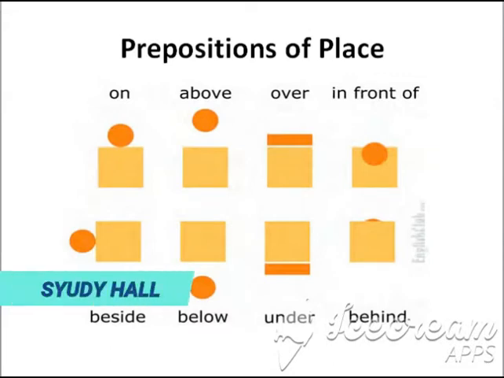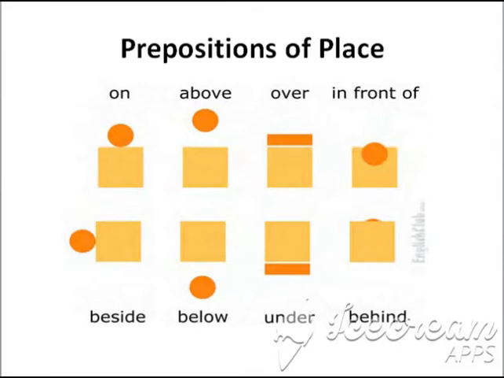The next one is above. The ball is above the box. So you can clearly see the difference between the prepositions on and above. The ball is beside the box. The box is under the table. The ball is behind the box. When you use behind as a preposition, you see in the picture that the ball is behind the box and you cannot see the ball, but the ball is available behind the box.